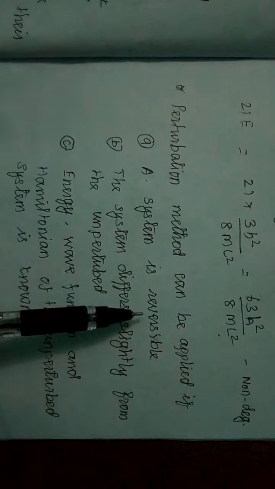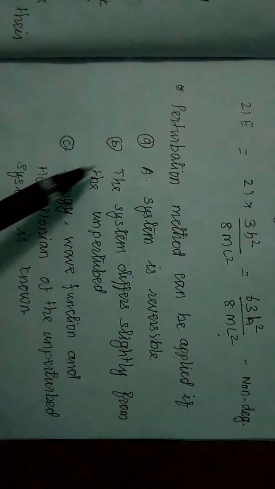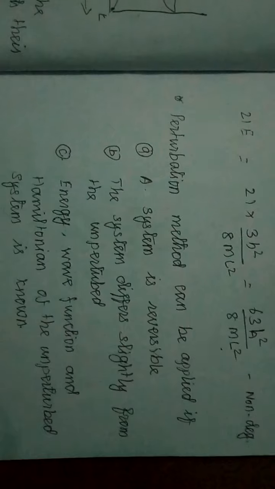The perturbation method can be applied only under these 2 conditions: the system differs slightly from the unperturbed state, and the energy, wave function and Hamiltonian of the unperturbed system are known. If it is irreversible, we can't apply the perturbation, so that is the wrong option, and these 2 are the conditions to apply the perturbation method. Now I will go to the next question.